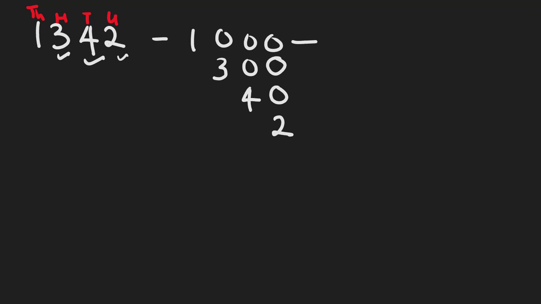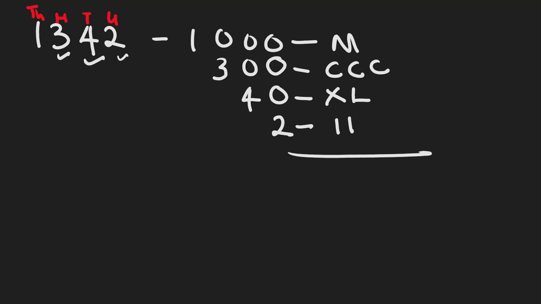So what is 1000 in Roman numerals? M. Can you see? What is 300? 300 is C. And what is 40? 40 is actually XL, right? And 2 is written I. So now it will be what? MCCCXLII. So this is 1342. Can you see? So another question is, how can you represent 999?